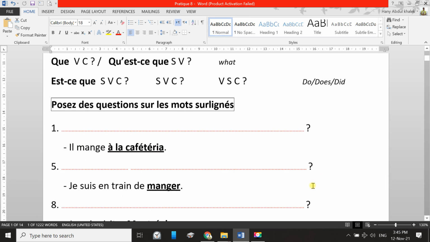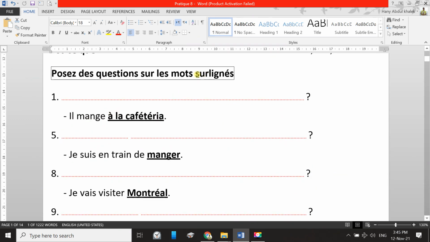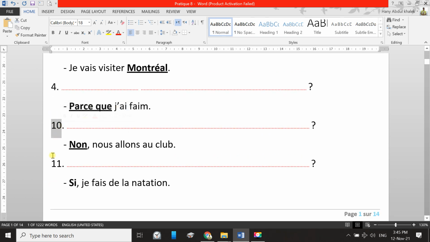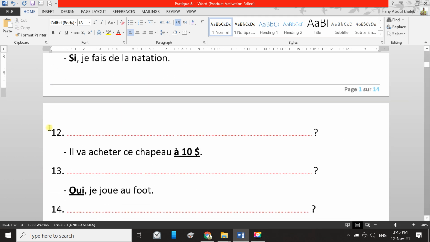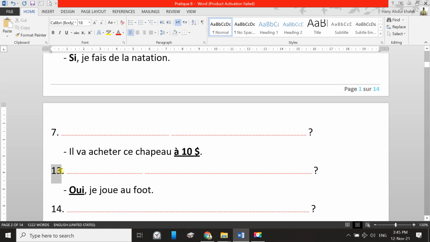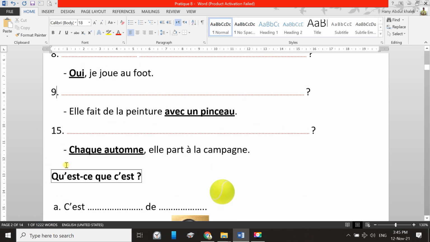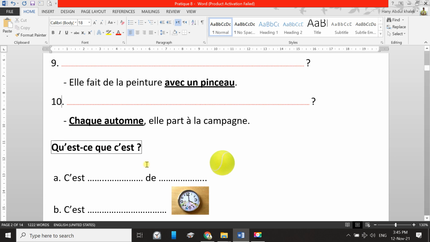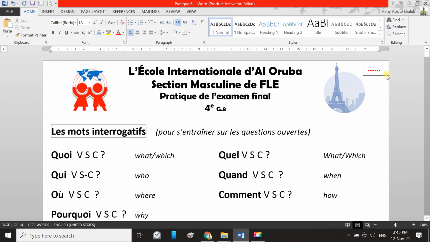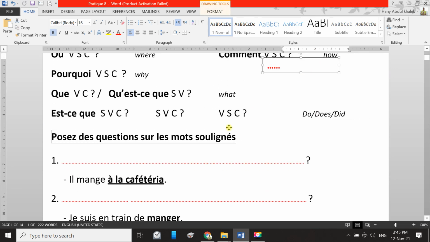Okay, let's go to the next part. Poser des questions sur les mots soulignés. There is a mistake here, sorry, it's souligné. And there is another mistake here in the énumération, la numération, les chiffres. I think there is a mistake in the formatting. Okay, let's check it together. This is 5, this is 6, 7, 8, 9, and 10. Okay, let's write the answers together, or let's take this as a model.